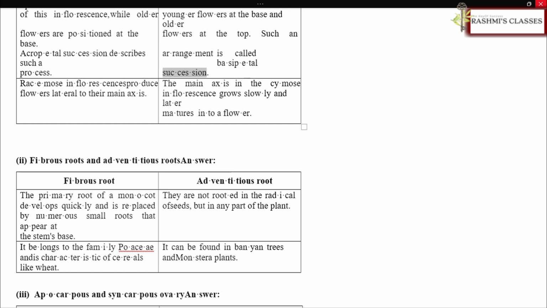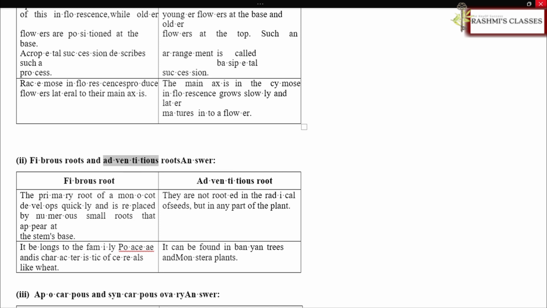Succession. Racemose inflorescences produce the main axis, in the cymose, flowers lateral to their main axis. Inflorescence grows slowly and later matures into a flower.